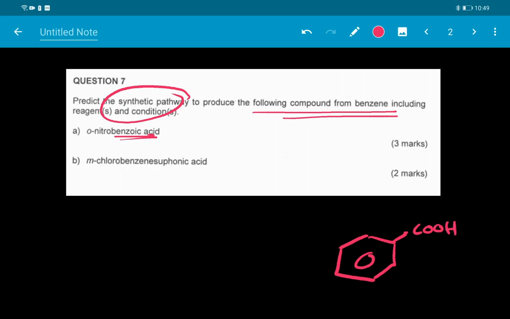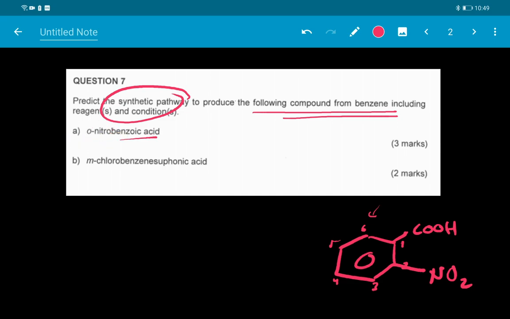In this case, number 1 will belong to the first carbon attached to the COOH, and then we draw the substituent, which is nitro, positioned at ortho. Remember guys, ortho is positioned between 1, 2 or 1, 6. It's just next to the parent chain. Nitro is represented by NO2, and it can be positioned at carbon number 2 or carbon number 6. It doesn't matter, because it is in the ortho position.